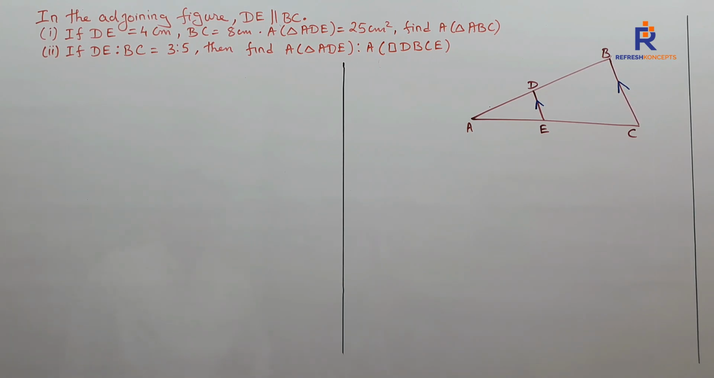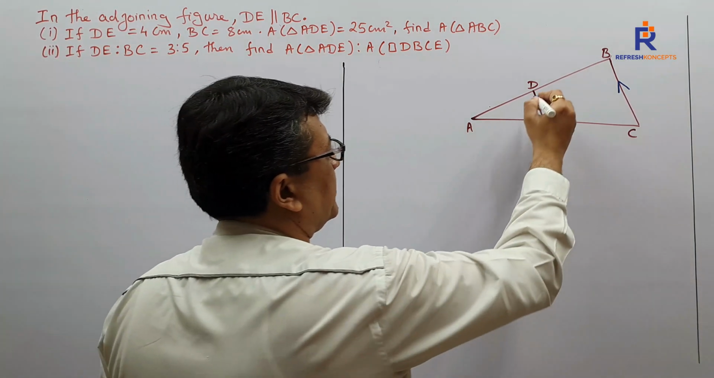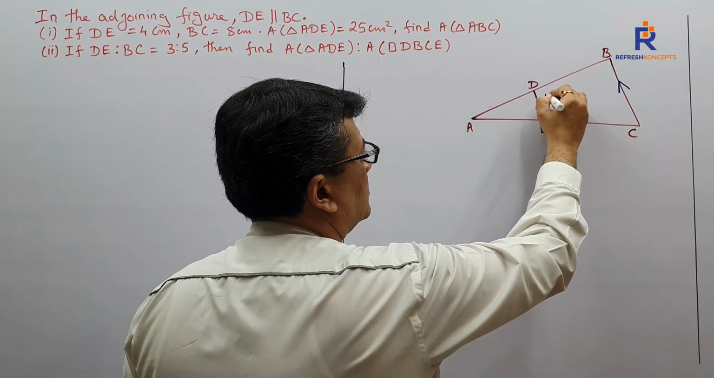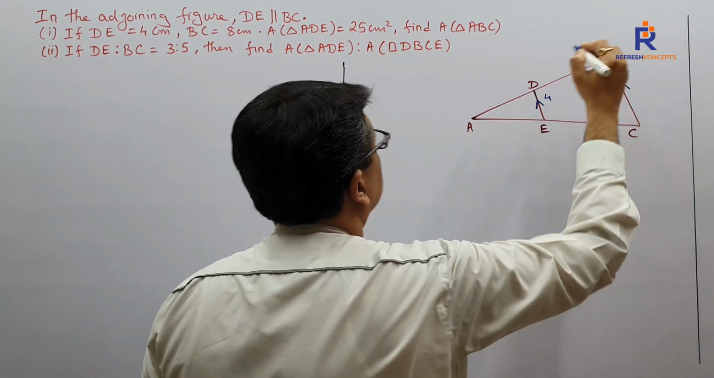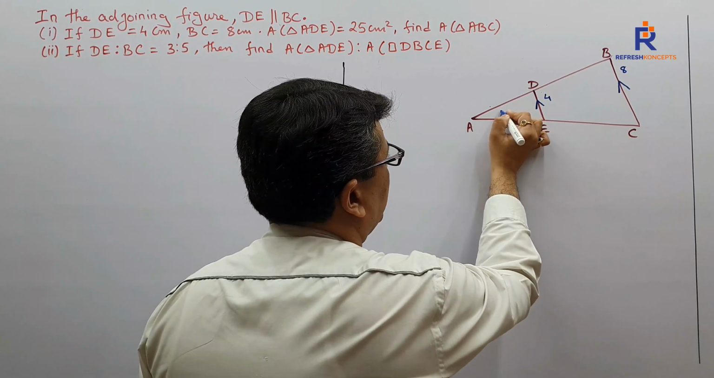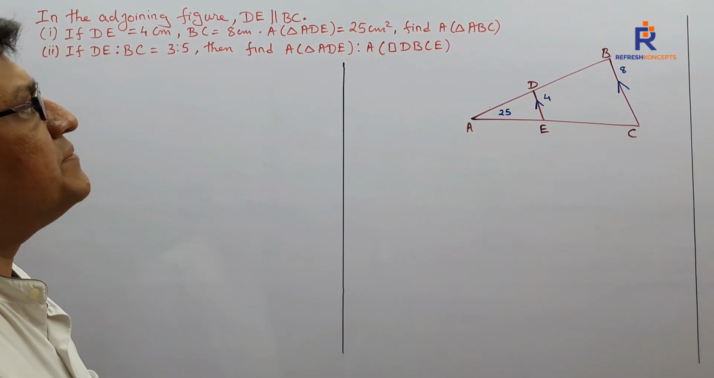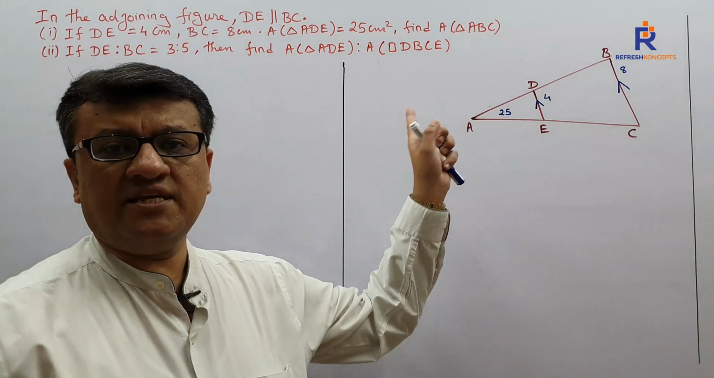So in question number 1, they say if DE is 4, mind you, it's in question number 1, DE is 4, BC is 8. So for the time being, temporarily, I'm writing here, DE is 4, BC is 8. Area of triangle ADE is 25 centimeters square. I'm supposed to find out the area of triangle ABC.